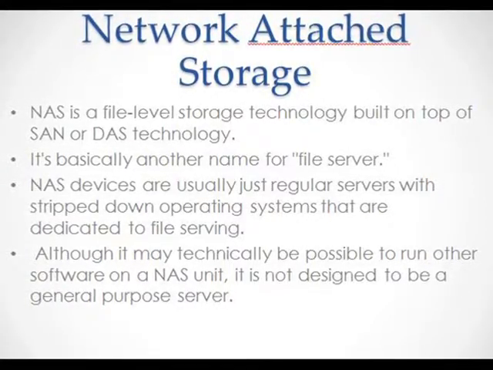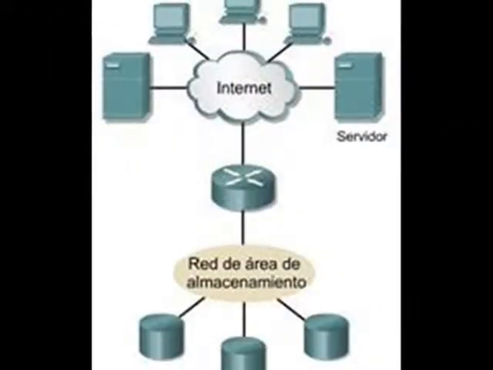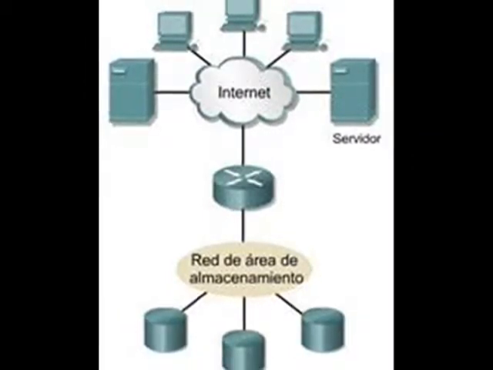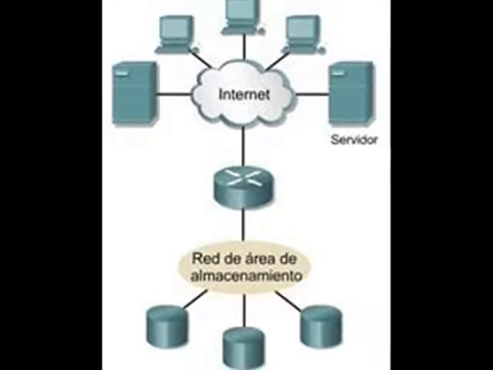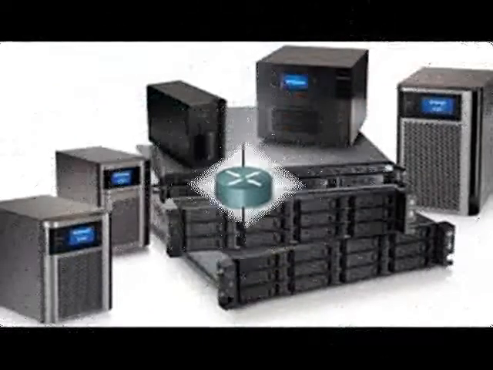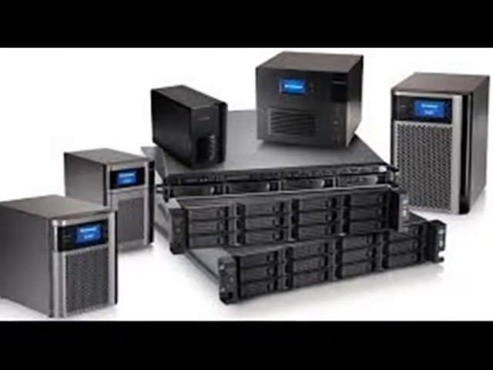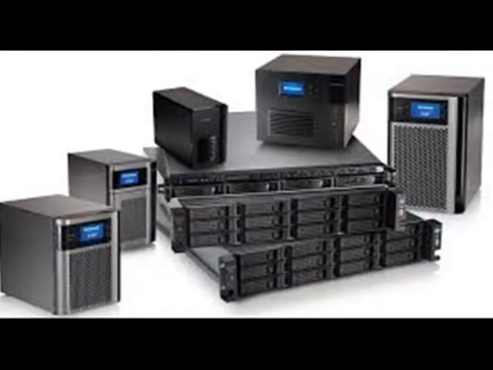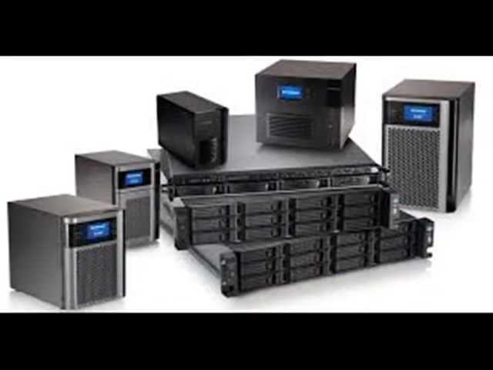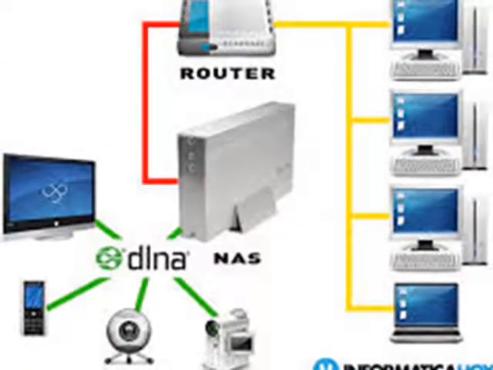NAS units many times don't have a keyboard or display and are controlled and configured over the network, often using a browser. NAS systems contain hard disks arranged into logical and redundant storage. This technology removes the responsibility of file serving from other servers on the network. NAS uses SMB or CIFS for Microsoft compatibility, or NFS for Unix, or Samba for both.